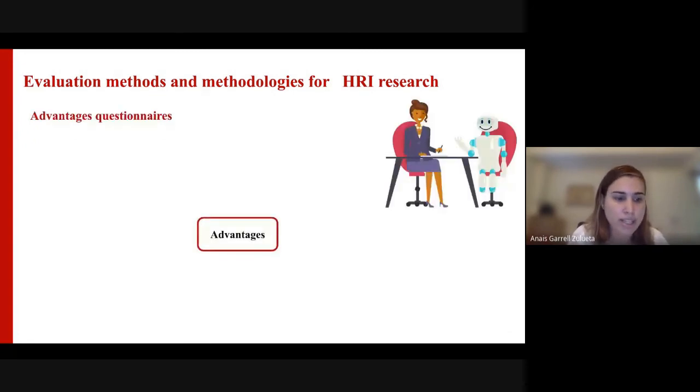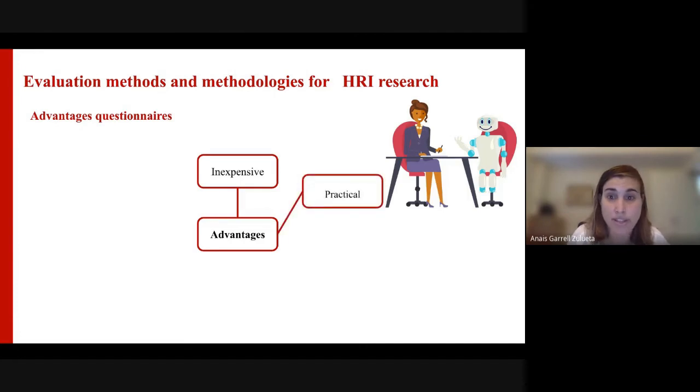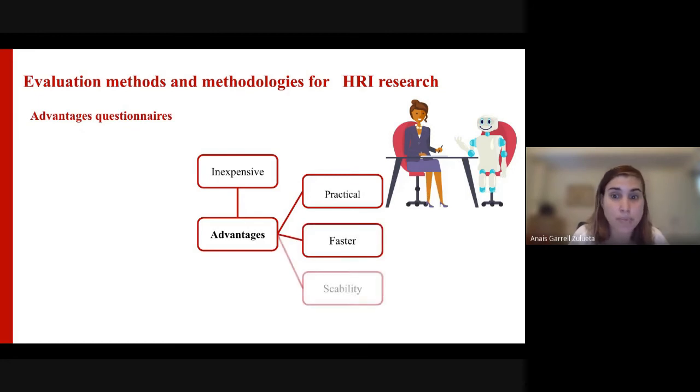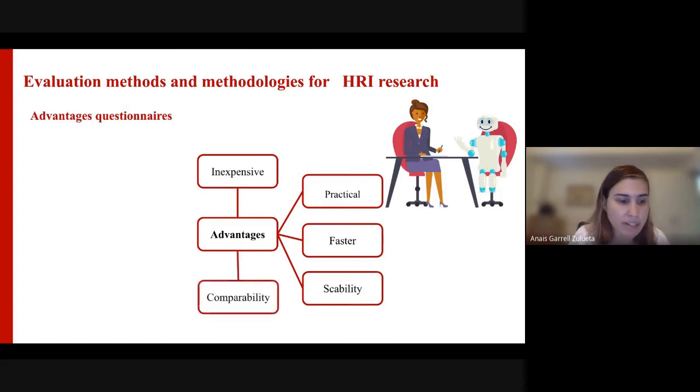The first one is that it's very cheap, you can use it as many times as you want. This is practical, it's a good way to gather data. It's a quick way to get results, and you get that information from a large audience. Regarding comparability, it can be used to compare and contrast in research, and it's easy to analyze and visualize.